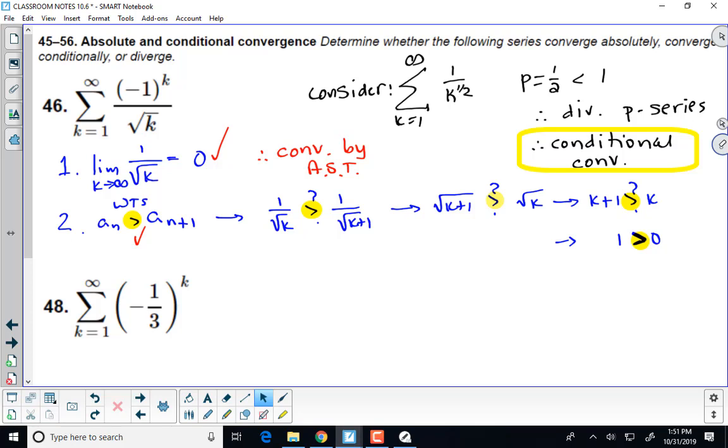So conditionally convergent means the series converges. With the minuses, you have convergence, but the series of absolute values diverges. If you turn all the minuses to pluses, then you get divergence.